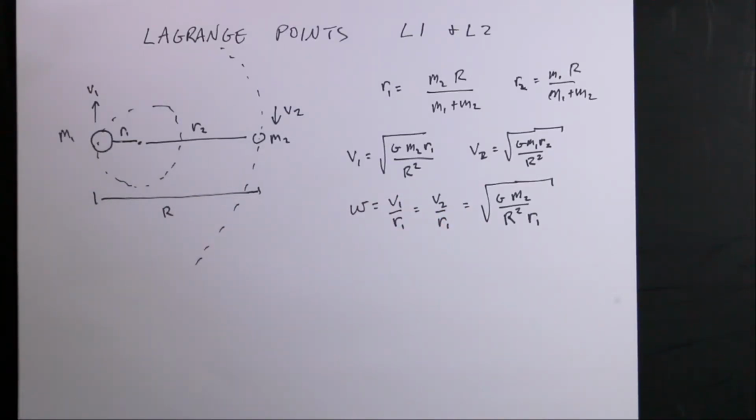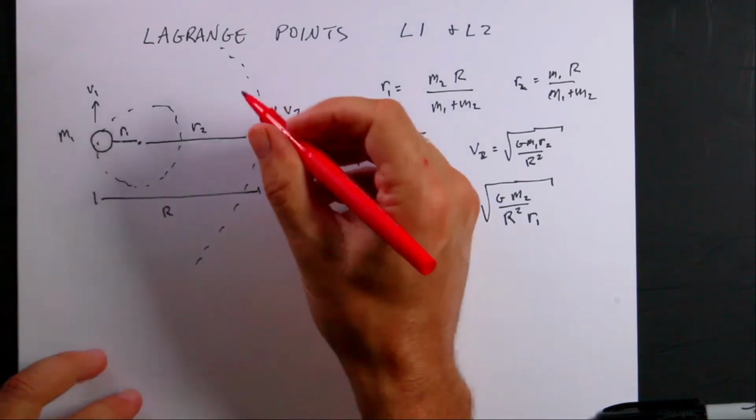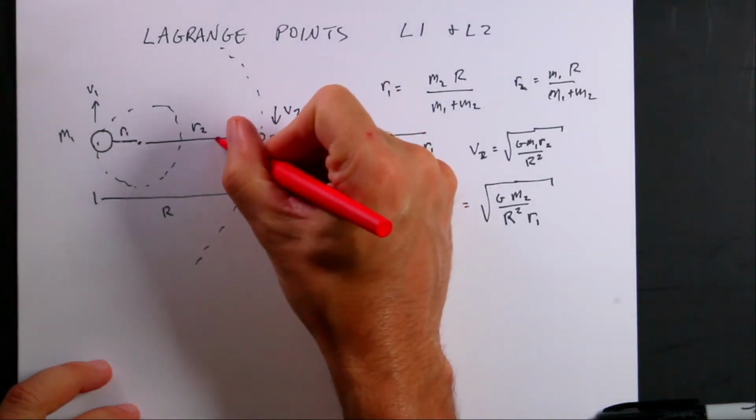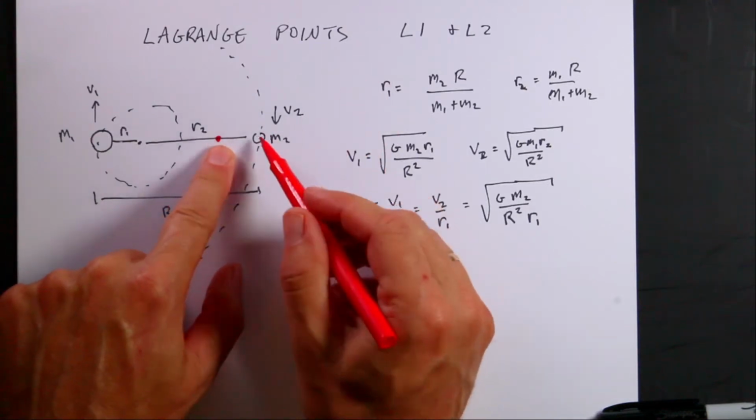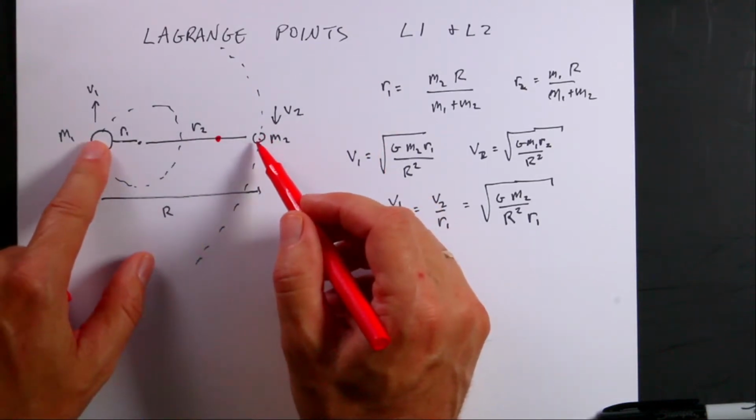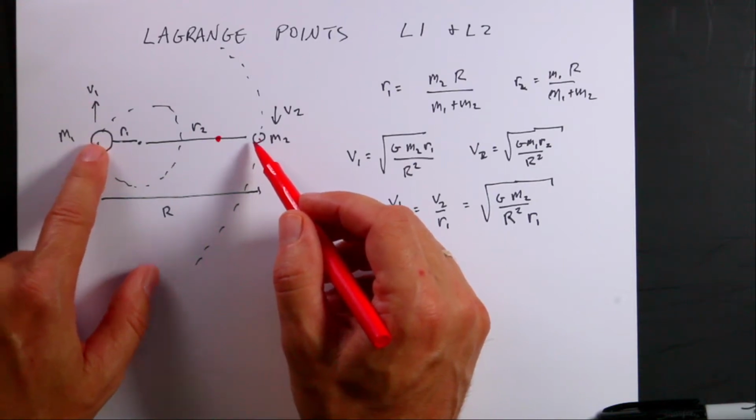So let's see. How about a red marker would be nice. So just a quick review. The Lagrange points are places where you could put a small mass, and by small I mean it doesn't affect the motion of these two objects. Okay, so it's not a planet, it's just like a spacecraft.